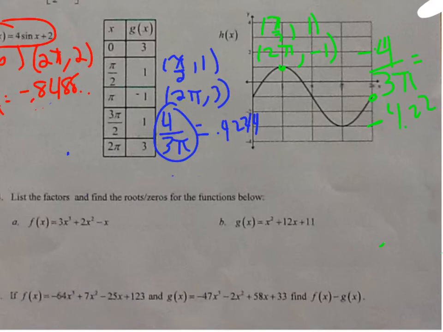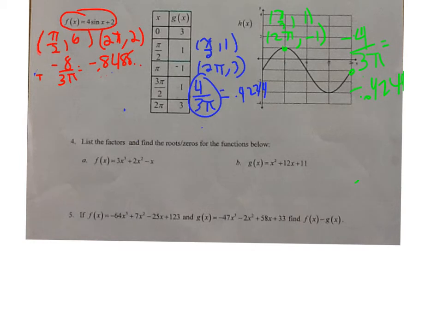Oh, sorry, that is not correct. Negative 4 over 3 pi is actually approximately negative 0.4244.